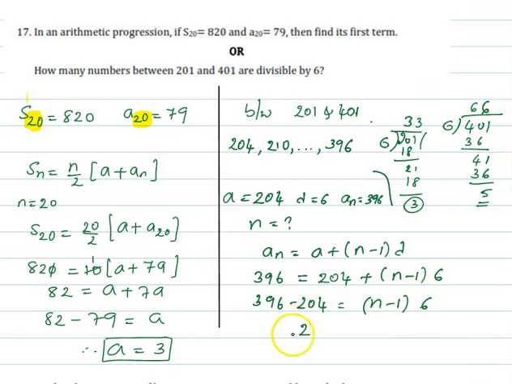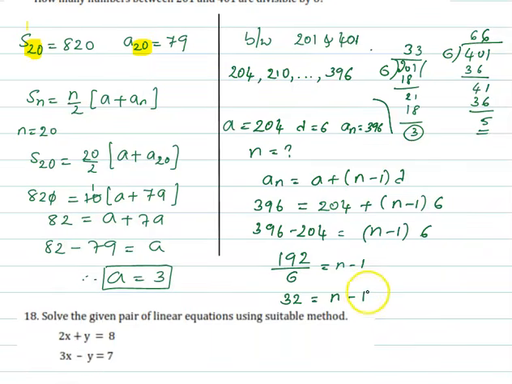396 minus 204 is 192. 192 divided by 6 is equal to n minus 1. 6 3s are 18, 6 2s are 12, so this is 32. Now what is the value of n? 32 plus 1, that gives 33. You have to conclude your answer with the statement: there are 33 multiples of 6 between 201 and 401.